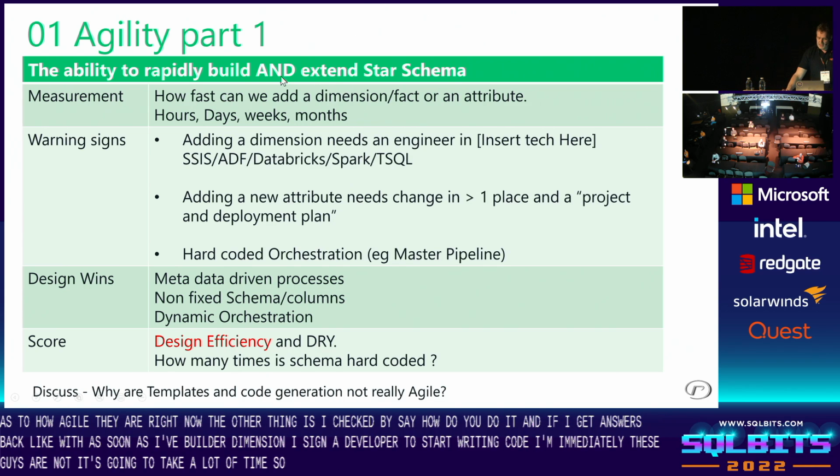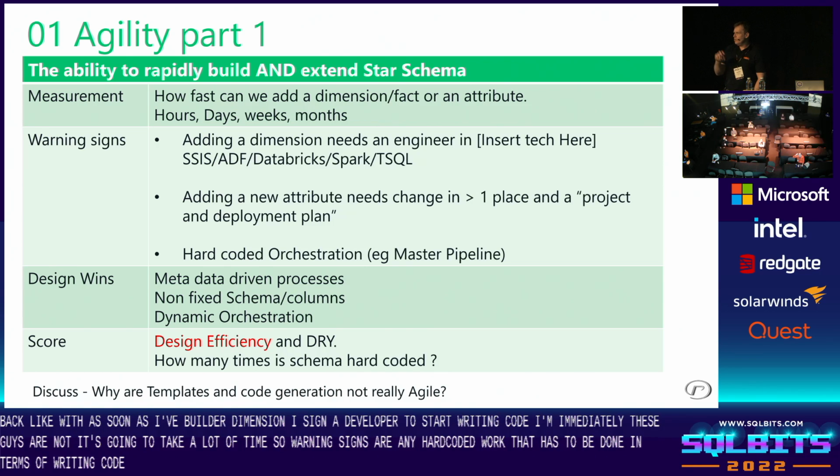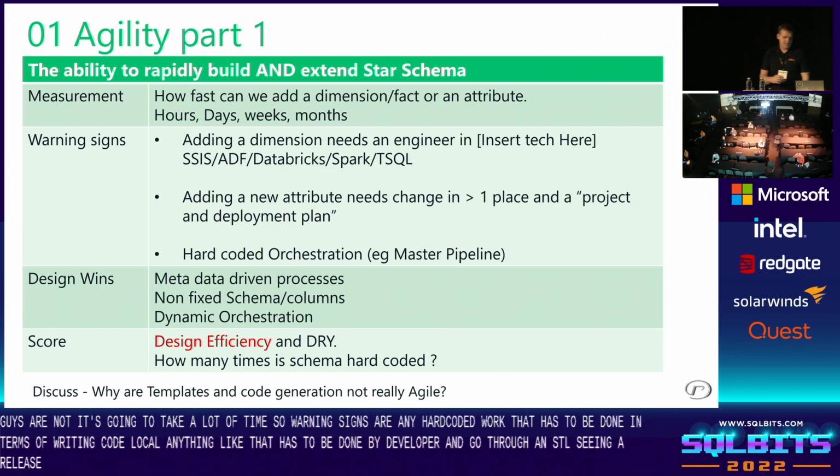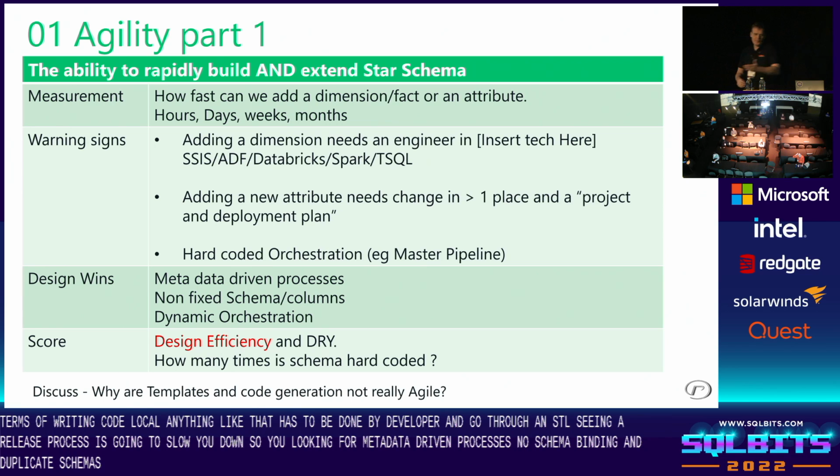So warning signs are any hard-coded work that has to be done in terms of writing code, low-code GUIs, or anything like that that has to be done by a developer and go through an SDLC and a release process, it's going to slow you down. So you're looking for metadata-driven processes, no schema binding and duplicate schemas throughout the process to make it more agile.